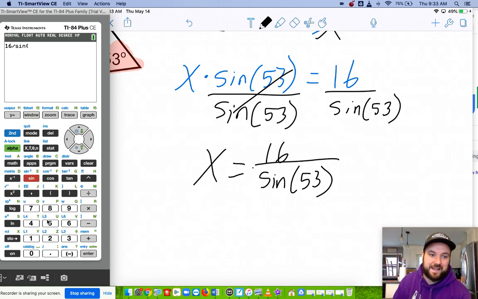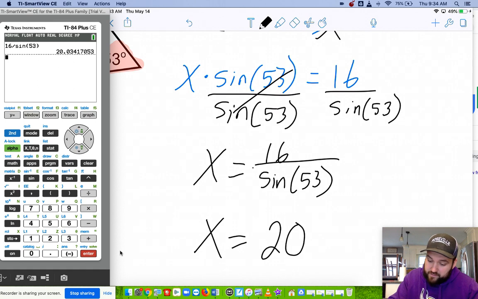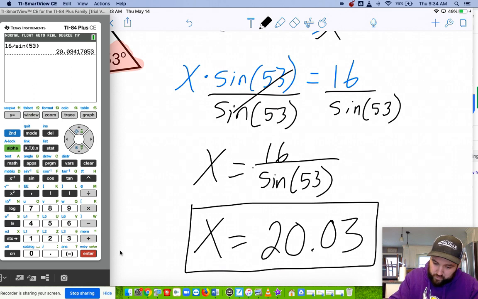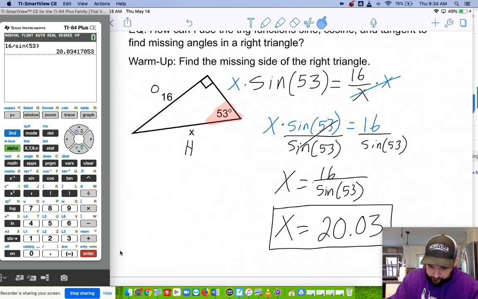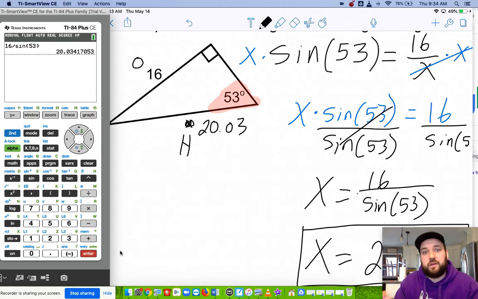16 divided by sine of 53 is 20.034. For sides, I've been rounding to the hundredths place, so we'll keep with that same theme. 20.03 would be the length of the hypotenuse in this triangle. I mentioned it in the previous video. If I wanted to, now I could find the third side using Pythagorean theorem since I have the other two, but we're not worried about that.